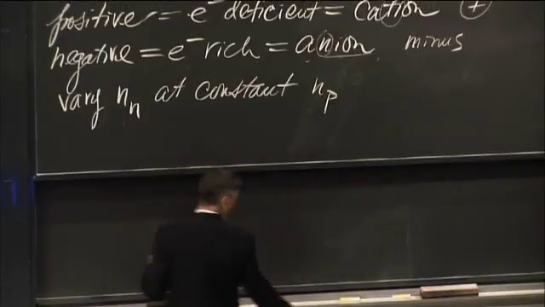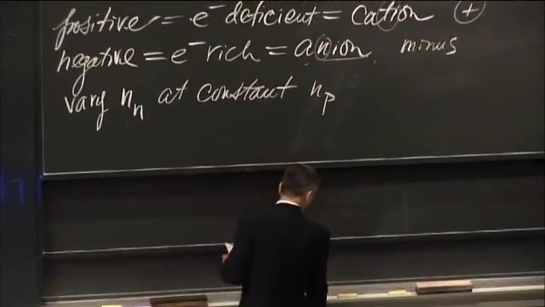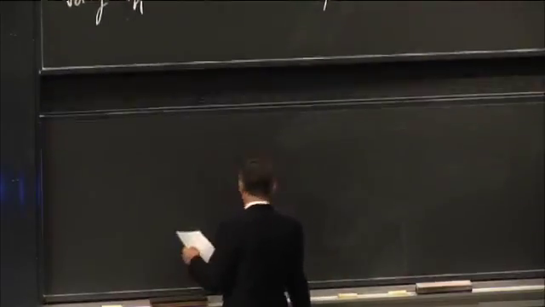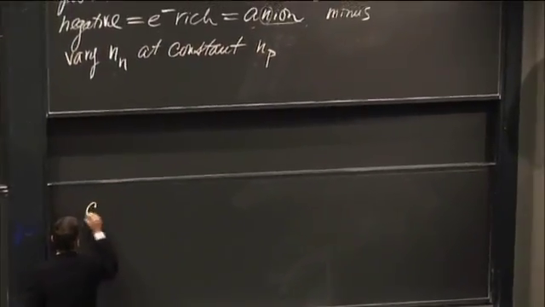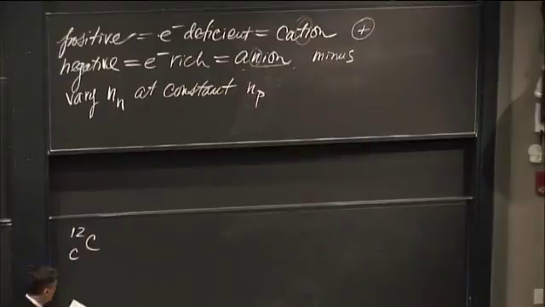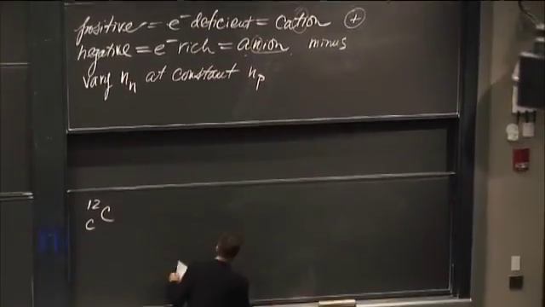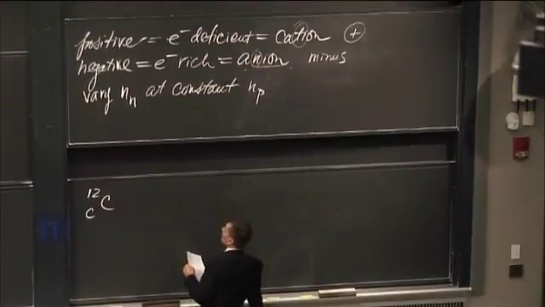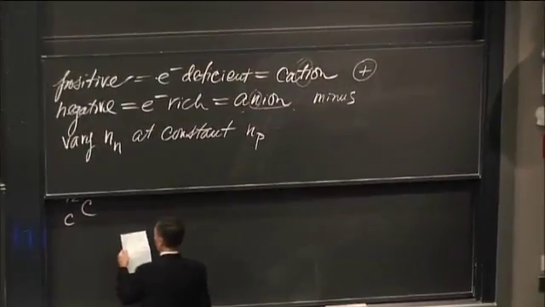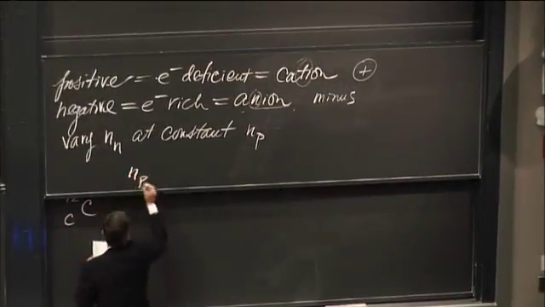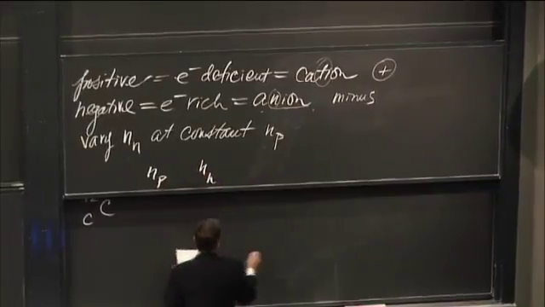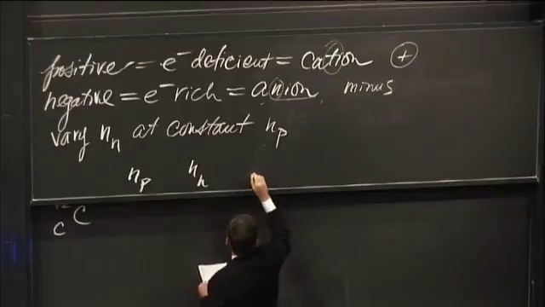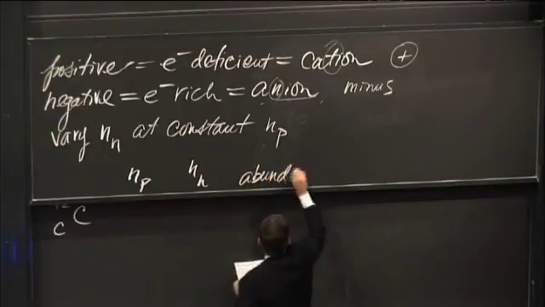I'm going to make a little table here. Let's start with carbon 12. I'm going to bring this down and make some headings. This will be my proton number, and this will be my neutron number. And finally, I'm going to talk about abundance, natural abundance.